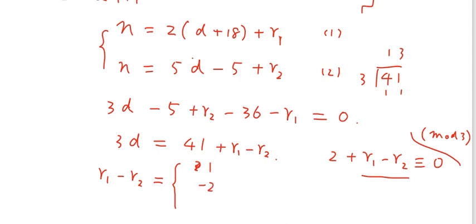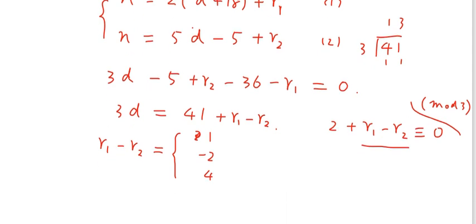negative 2, right? And also this number can be, let's say, 1, 2, can be 4. So it can be 4, or can be 2 plus 1, 2 plus 2, 2 minus 2, 2 plus 4, and 2 minus 4. So what could it be?